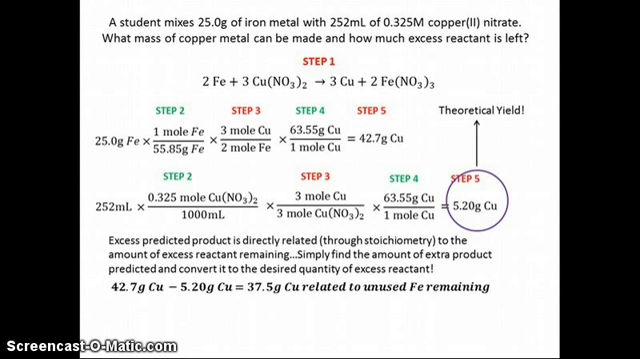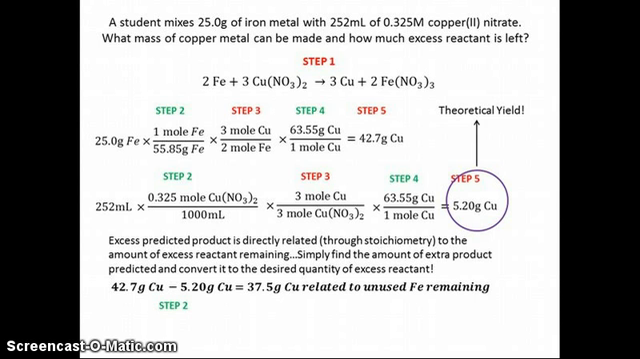So how much extra copper was predicted? Well, the iron predicted 42.7 grams. We know in truth, based on the limiting reactant, copper 2 nitrate, I can only make 5.2 grams. That means I had enough extra iron to make 37.5 more grams of copper. It didn't happen, but I had enough to do it. And so that's enough. I can use stoichiometry to relate them.